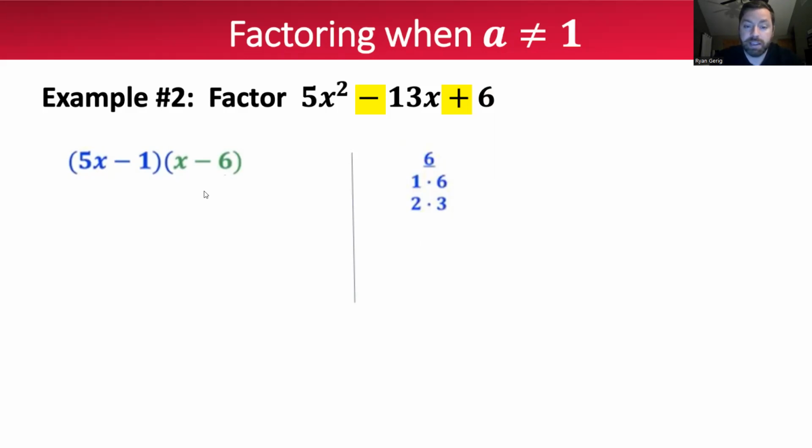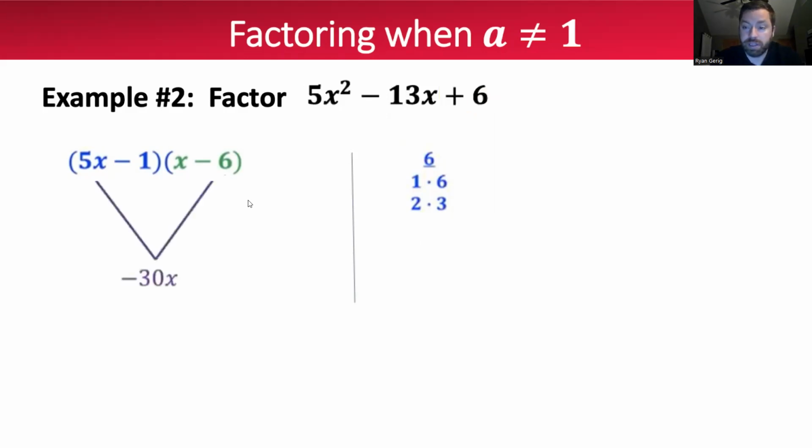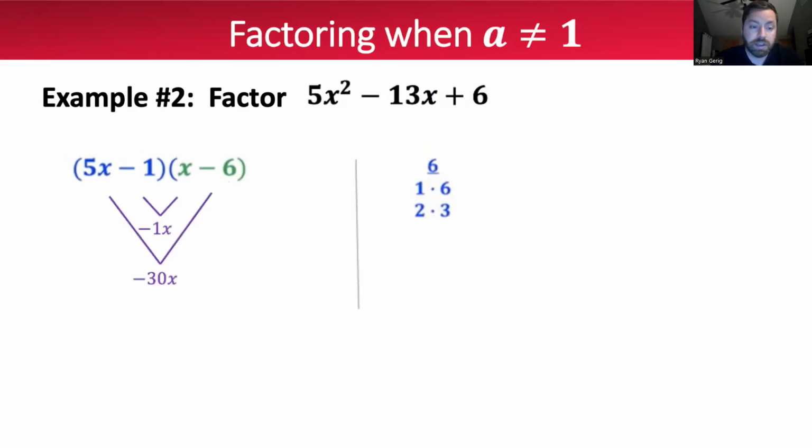And we have to check. That's the first guess. We have to check and see, do we get negative 13x when we multiply? So let's do it. We check, like I showed you in the last lesson, 5x times negative 6, that's negative 30x. Negative 1 times x is negative 1x. When I add those together, I get negative 31x.